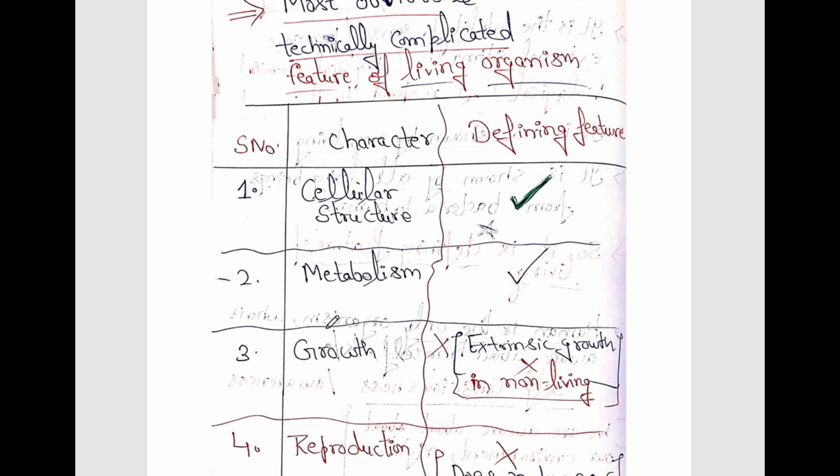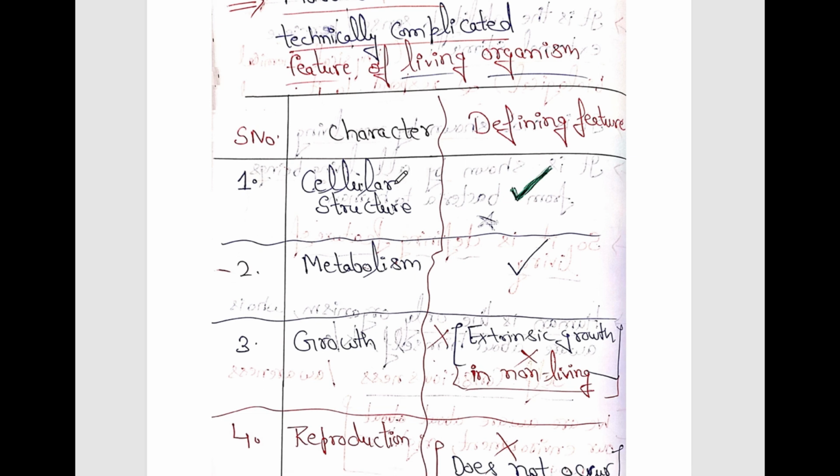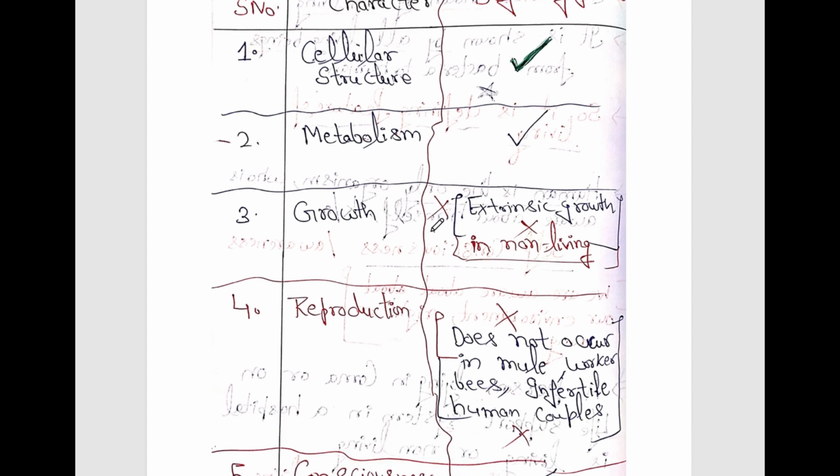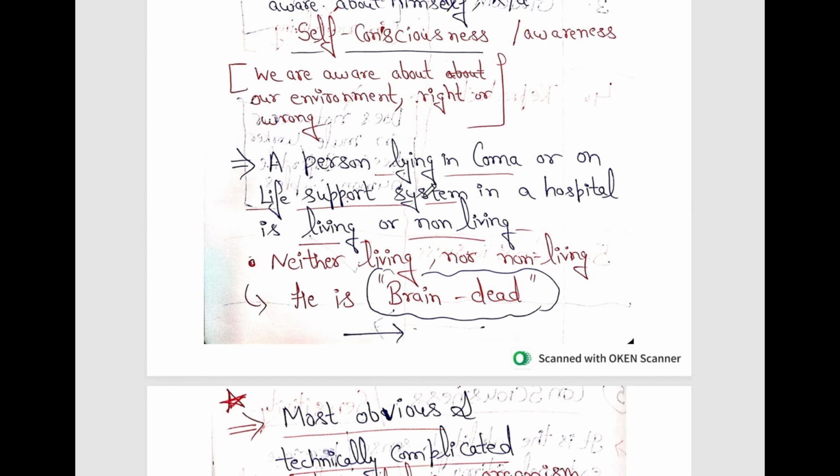Now, characters. Cellular structure, it is a defining feature. Metabolism, yes, it is the defining feature. Growth, no, because of extrinsic growth in non-living. Reproduction, no, it does not occur in mule, worker bees, infertile human couple. Consciousness, yes, with one exception, as I have told you.